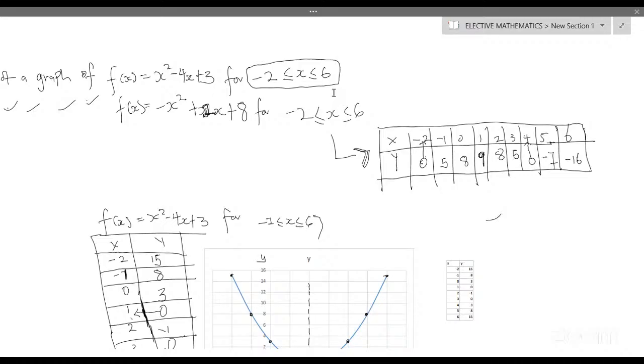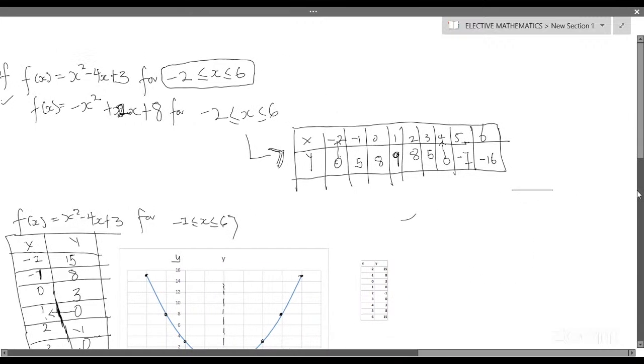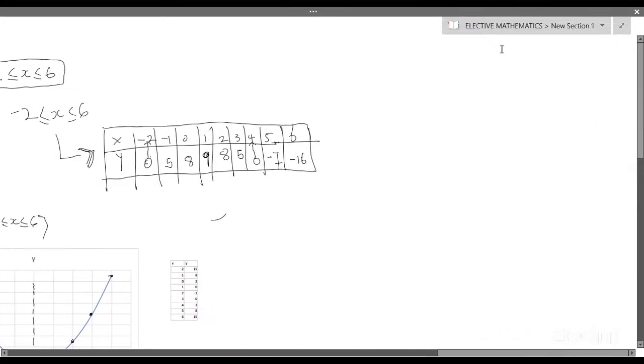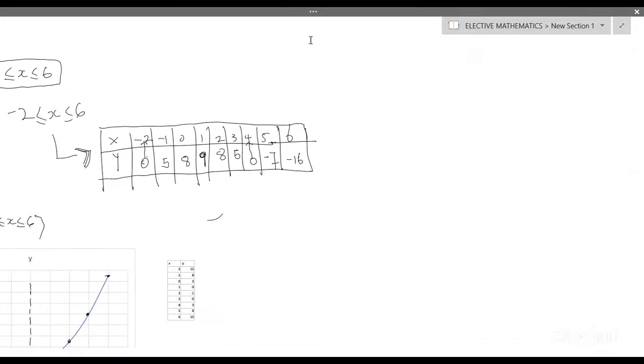How do you do that? You can make your scale 2 centimeters to 2 units for the y-axis, and 2 centimeters to 1 unit for the x-axis. I know you have graph books. If you have a graph book, use the graph book. So tomorrow I'll be inspecting that. So this is how your graph is going to be.